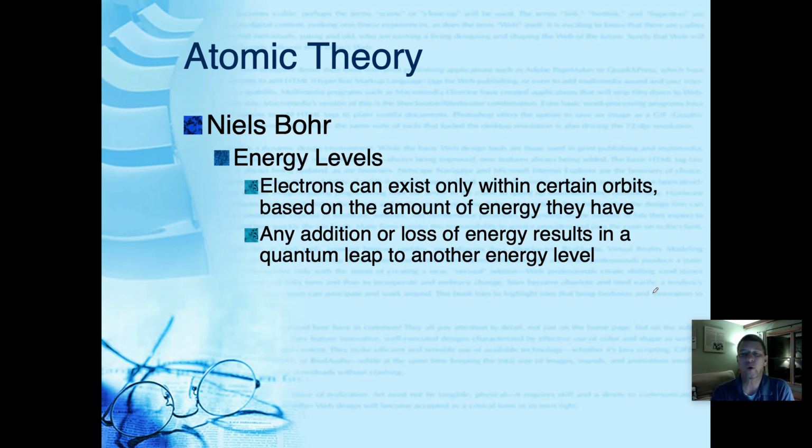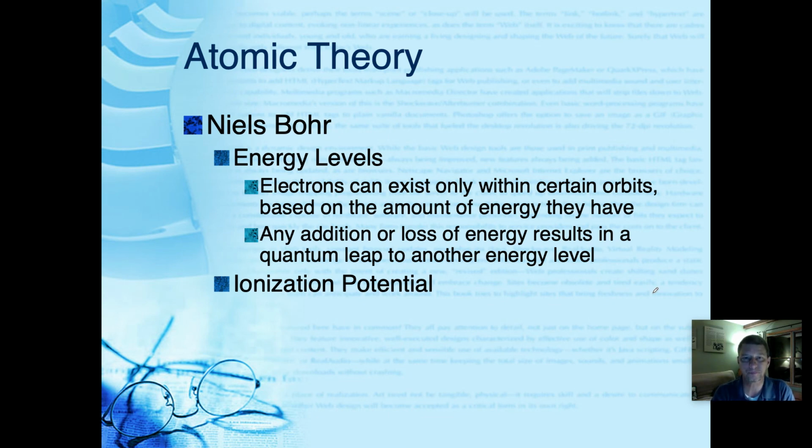If you add or lose energy based on the absorption or emission of a photon, the electron then takes what we call a quantum leap. You may have heard that term before, but this is what it means. The electron then takes a quantum leap up to or down to another energy level. All right, so if you absorb a photon of X amount of energy, you jump up to the next energy level. If you then emit a photon of the same amount of energy, you jump back down to the previous energy level.